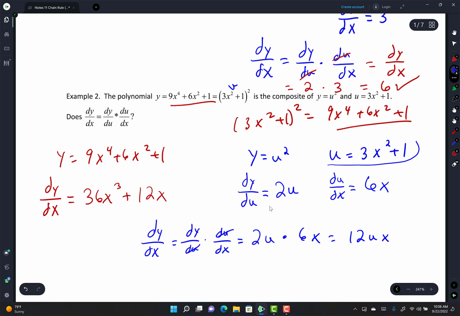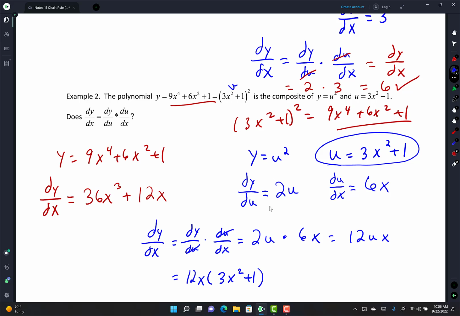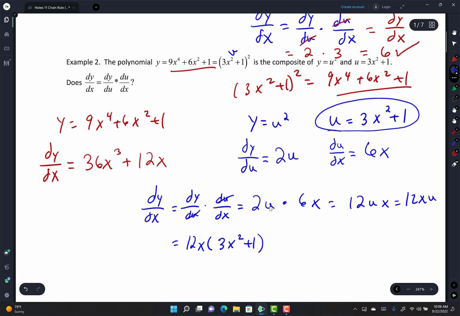What does u mean? 3x squared plus 1. That's what I'm going to plug in. So I'm going to go 12 times 3x squared plus 1. I guess I should write 12x. Let me write 12x, 3x squared plus 1. Yeah, rewrite the 12ux as 12xu. It's the same. ABC is the same as CBA. So there we go. I'm going to distribute 12 times 3, 36. X squared times x, x cubed. 12x times 1.